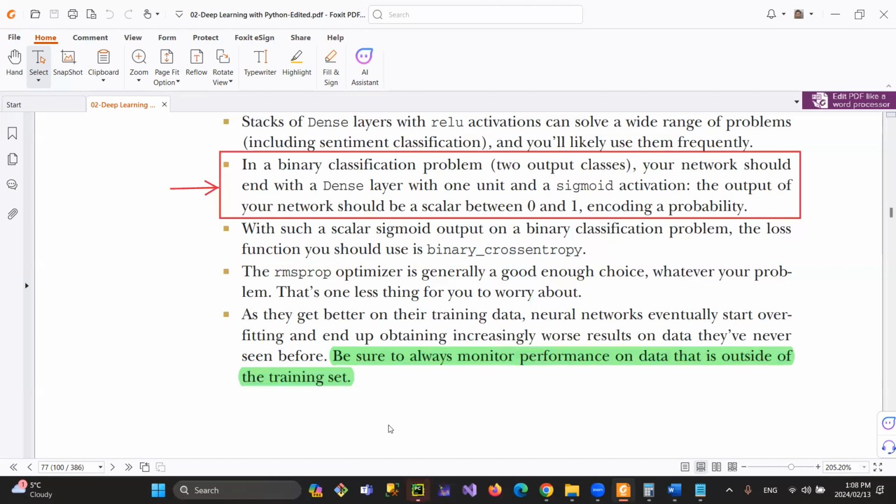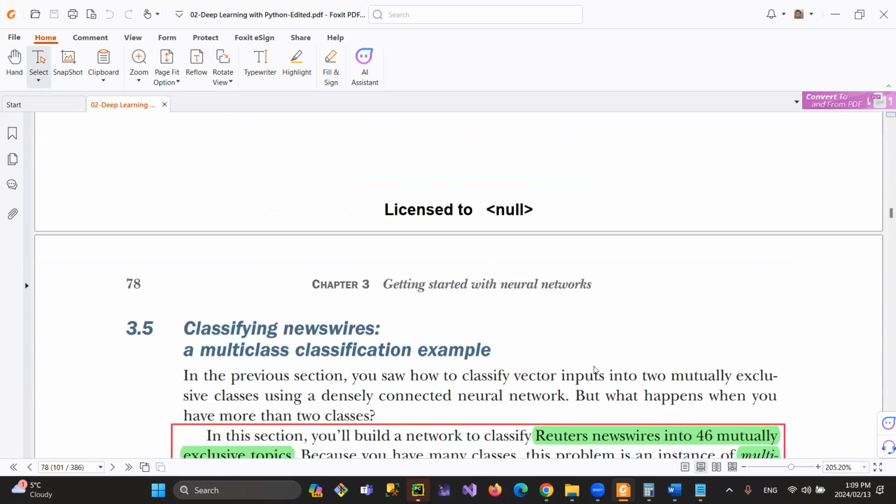How many say training? A. How many say testing? B. How many say validation? And the correct answer is validation. Because it says be sure to always monitor performance. Guys, if it said check the performance at the end, yes, testing. Check the performance at the end. But continuous monitoring happens when you have epochs and you check in every single epoch. It's continuous monitoring, validation, right?